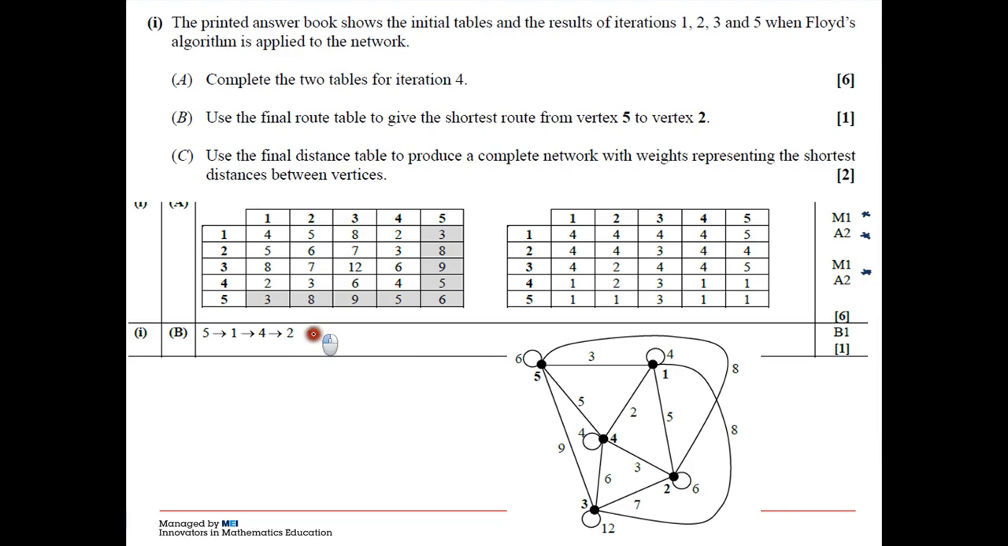There's your shortest route, 1 mark only. It says give the shortest route, it doesn't say write the distance. So if you wrote the distance, that's not wrong, but you wouldn't have got any extra marks for it. And then using a final distance table to produce a complete network representing shortest distances between the vertices, you will notice that this one has loops on it. And in general, as I said, you should always include the loops unless it specifically says don't put the loops on, as it did in the previous example.